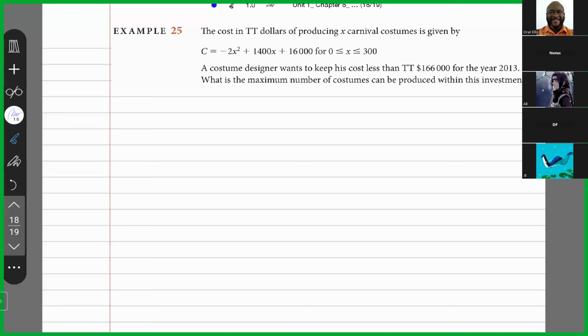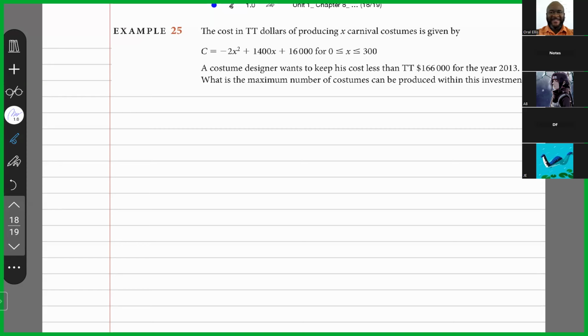So example 25 says the cost in TT dollars of producing x carnival costumes is given by C is equal to minus 2x squared plus 1,400x plus 16,000. And this is for x less than or equal to 300, but greater than or equal to 0. Now, x being the number of carnival costumes. A costume designer wants to keep his cost less than TT $166,000 for the year 2013. What is the maximum number of costumes?